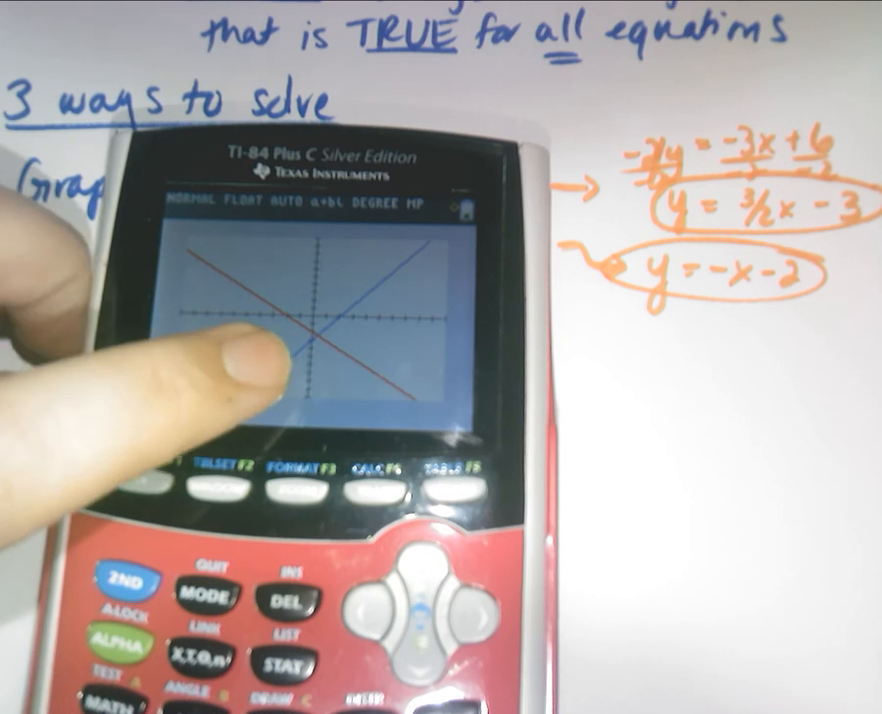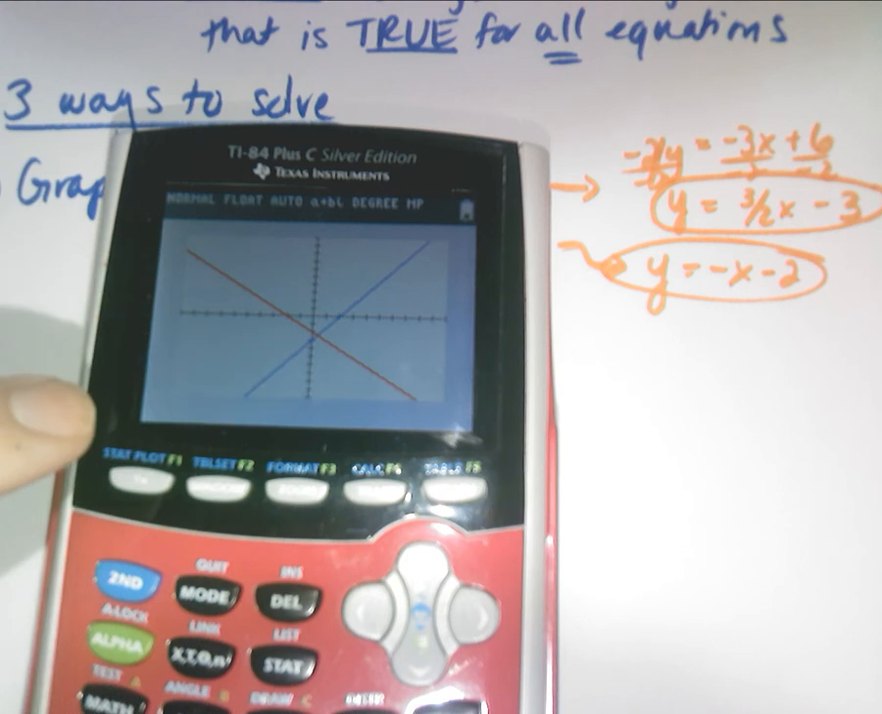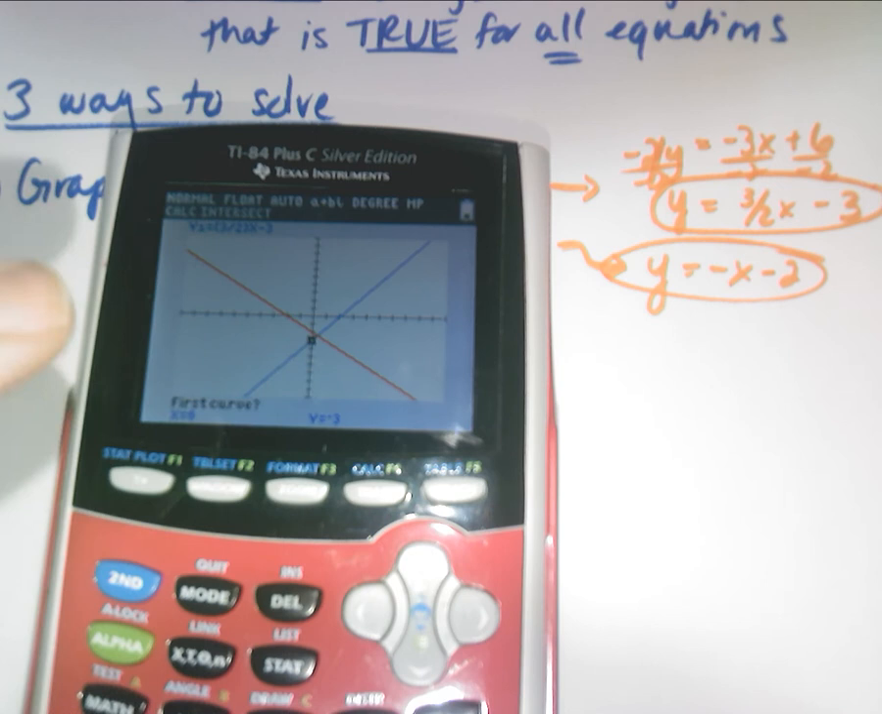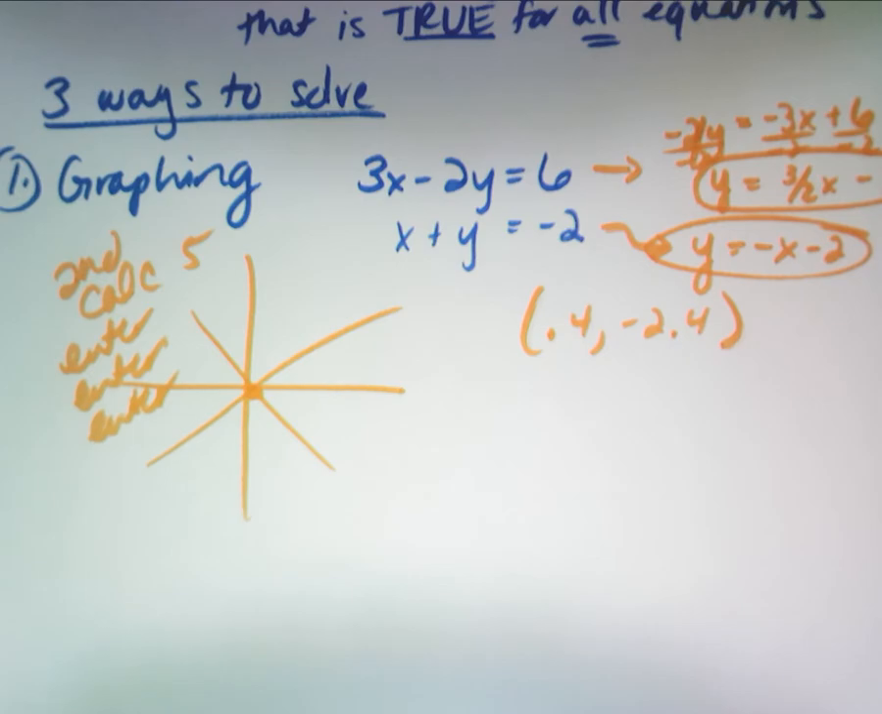What's the famous phrase that'll get you that intersection point right there? Second Calc 5 enter. First curve, enter, second curve, enter, second, enter. And there's your intersection, 0.4, -2.4. Okay, that's not what I have in my notes.